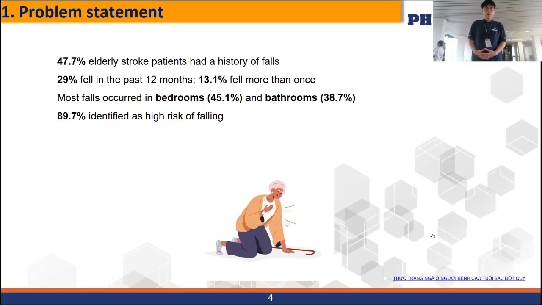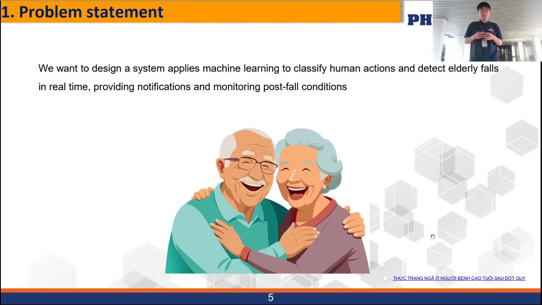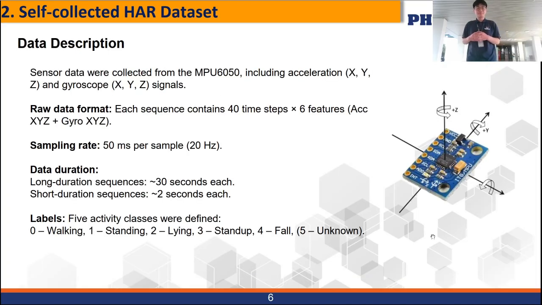Nowadays, 50% of elderly stroke patients have a history of falls, and 30% fell in the past 50 months. Many fell more than once, most falls occur in the bathroom and bedroom, and 90% are identified at high risk of falling. From that, we want to design a system applying machine learning to classify human actions and detect falls in real time, providing notification and monitoring of their condition.